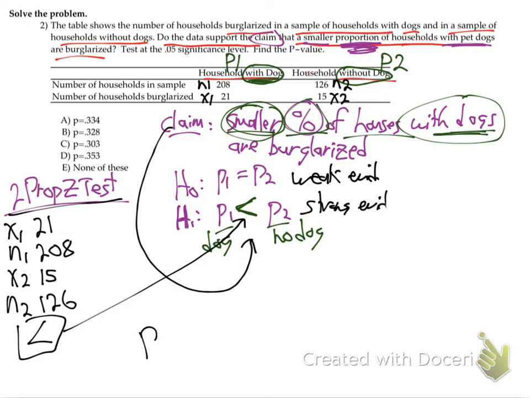And I'm getting a p-value equal to 0.303. So there's my p-value, 0.303. We don't have to do anything else on this one to draw a conclusion or anything like that. We're just finished right there.